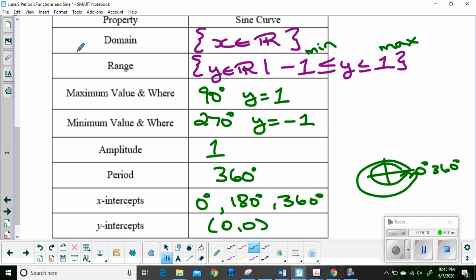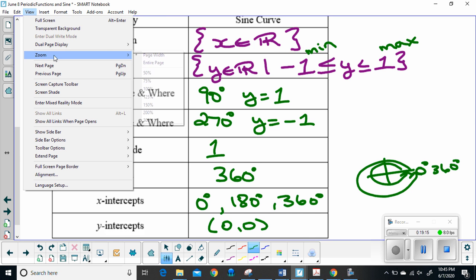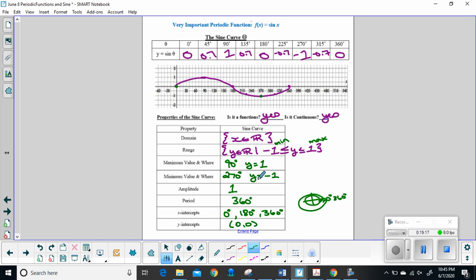And that, my friends, is the sine curve, which is a very important curve, and we're going to transform it tomorrow. And we're going to do some cool things with it. Good stuff.